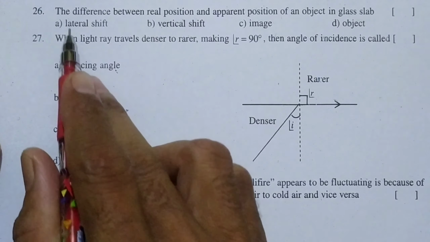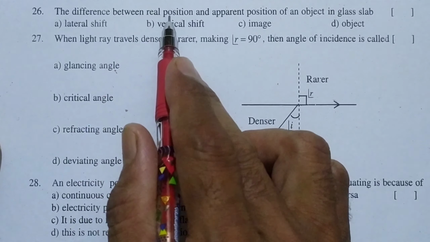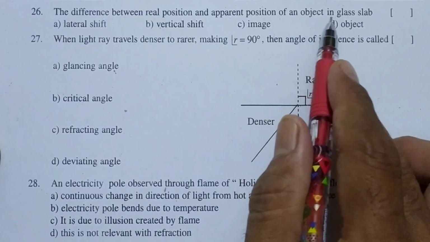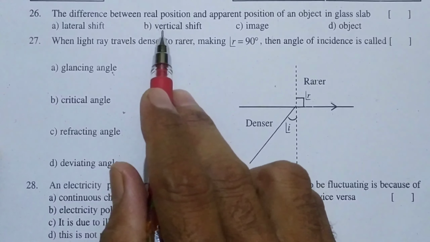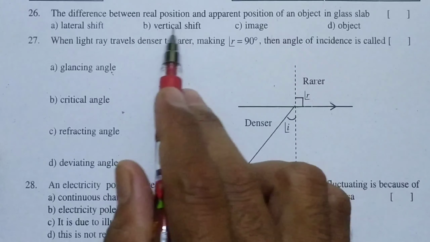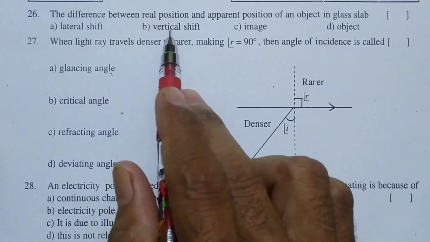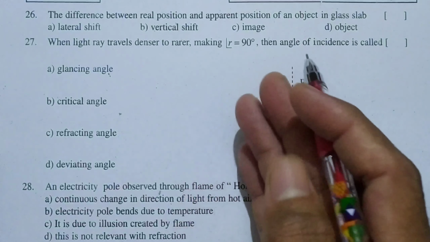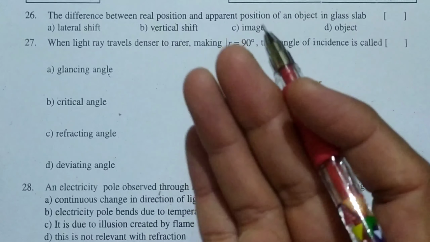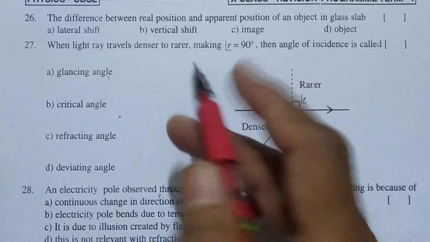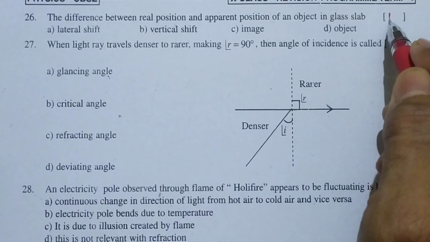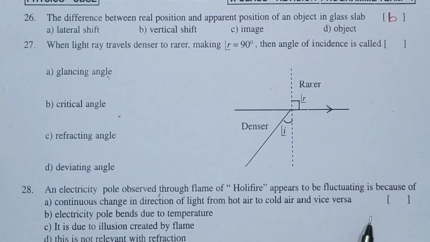Now we see question number 26. The difference between the real position and apparent position of an object in a glass slab is dash. Actually, when we see the object without a glass slab, it is seen as it is. When we keep the glass slab on the object, it appears to be raised up, and that is called vertical shift. In that condition the difference between the actual position and the apparent position is the vertical shift. So option B is the right answer.